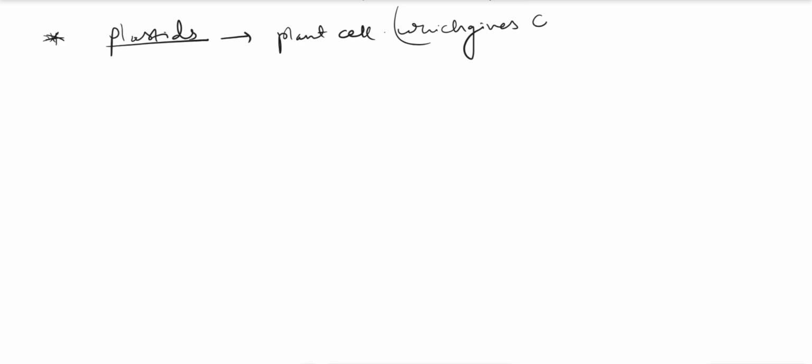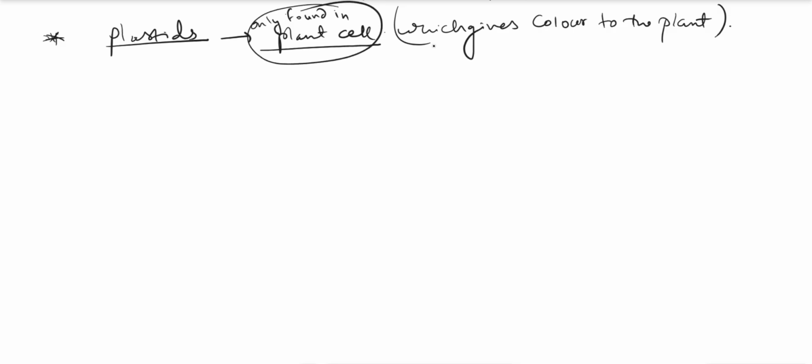The next organelle is the plastid. Plastids are structures found only in plant cells, and they give color to the plant. Basically, plastids are of three types. The first one is chloroplast.